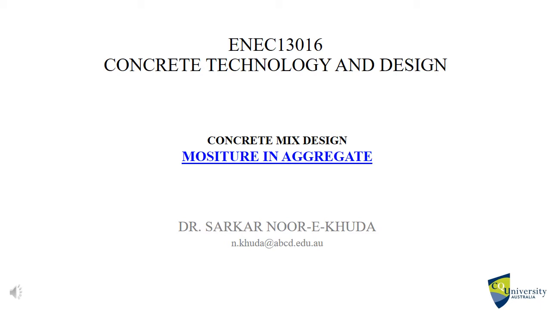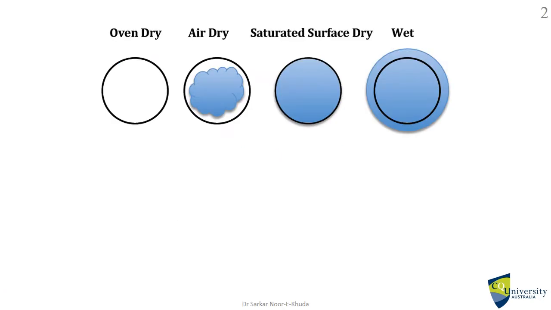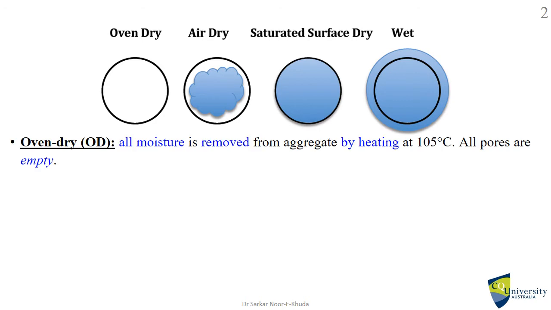In this video tutorial, I will be discussing the topic moisture in aggregate, which is in line with concrete mix design. We will look at the different states of aggregate in terms of possessed or absorbed moisture. We will start with the oven dry (OD) state shown in the very left figure, where all moisture is removed from the pores of the aggregate particle.